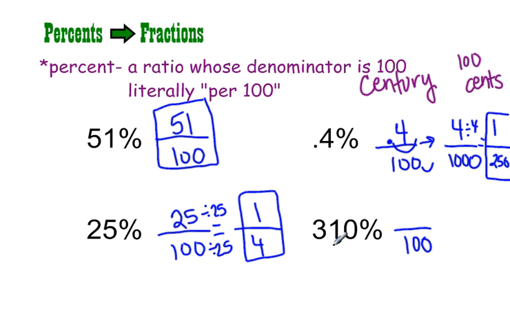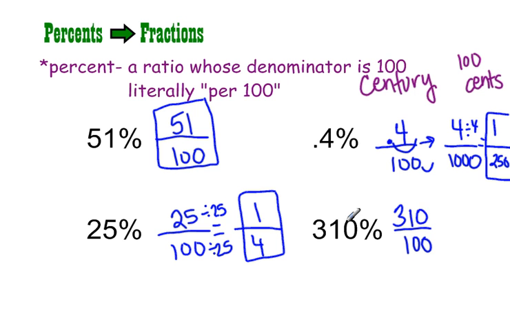And my final one here, now 310%. This seems weird. We're so used to 100% being the highest you can get. And in a lot of cases, it is. If we're speaking about a test with no extra credit, the highest you could get would be 100%. But it is possible to have percents that are higher than 100. And so this is an example.